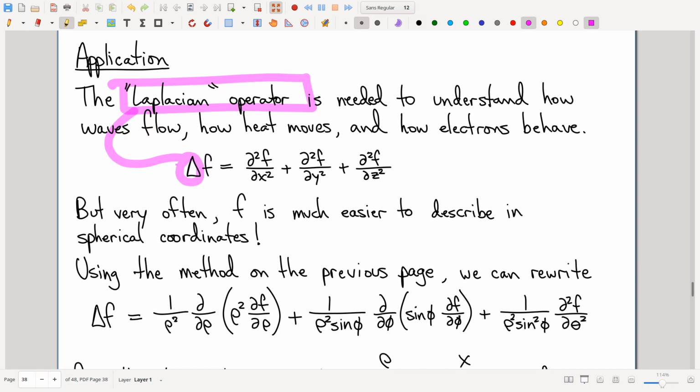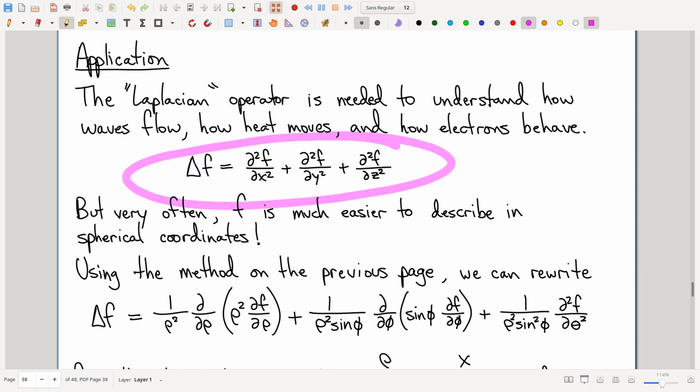They're not interchangeable. They mean significantly different things. You've got to get it straight. So anyway, be careful with that. Make sure you use the right one in the right place. So the Laplacian is this formula right here. It's the sum of the three rectangular second partials.